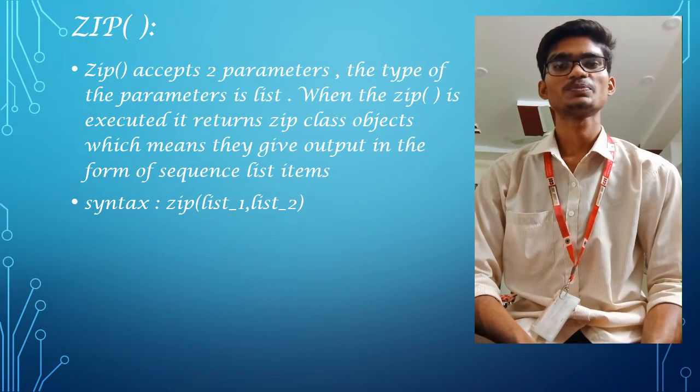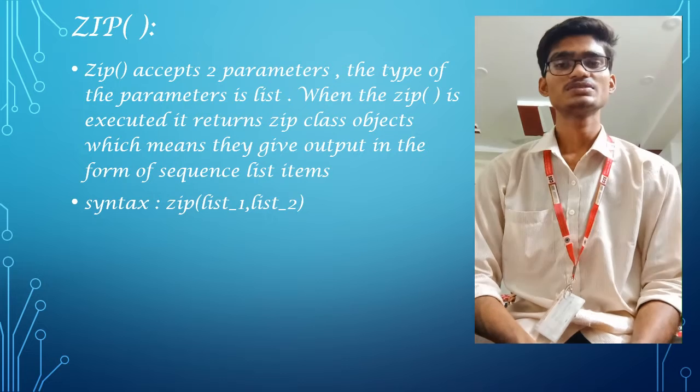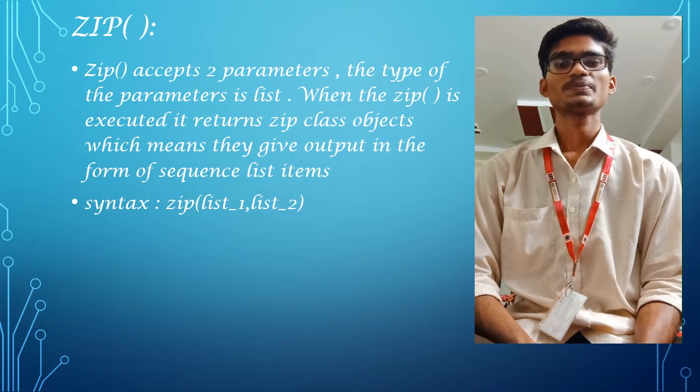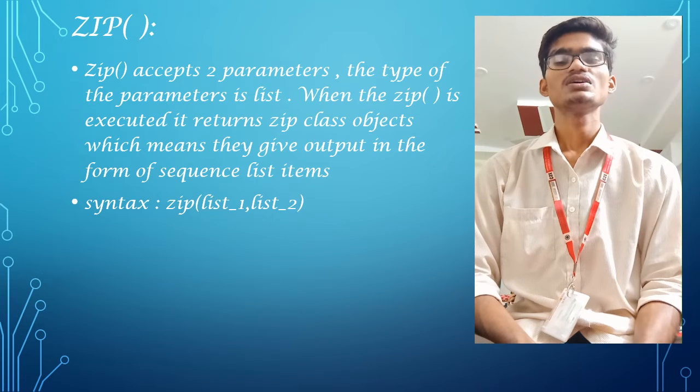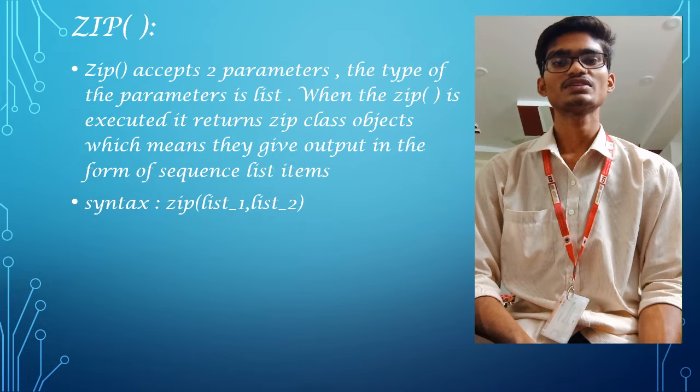Let's see about the zip class object. The zip method accepts two parameters and the type of the parameters are lists, and when zip is executed it returns a zip class object. That means it gives the output in the form of a sequence of list items.